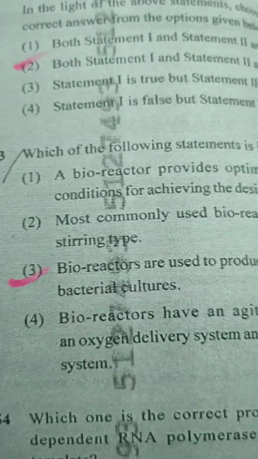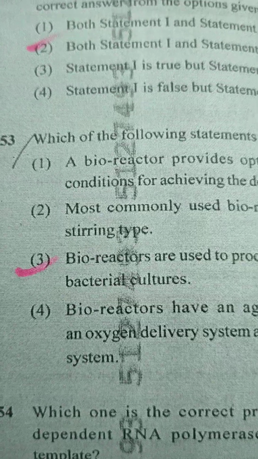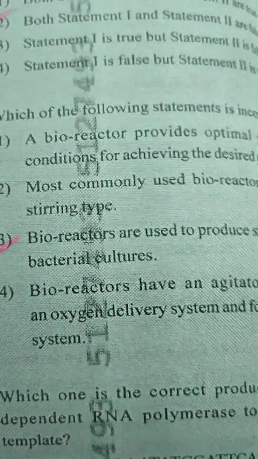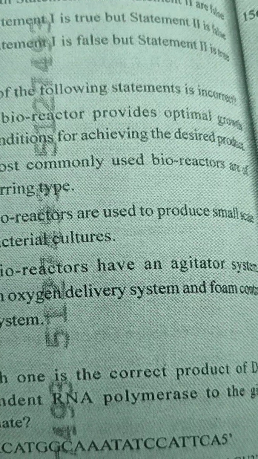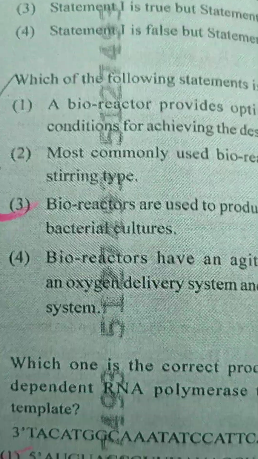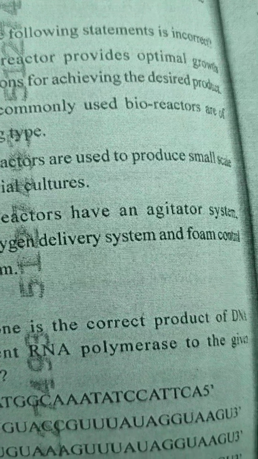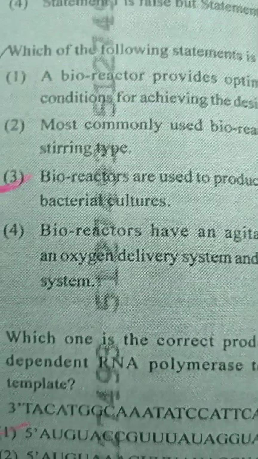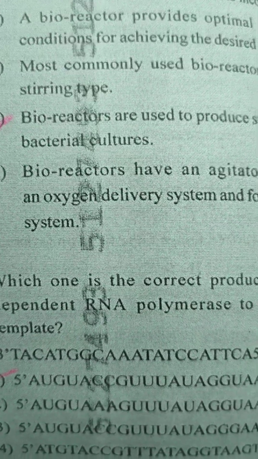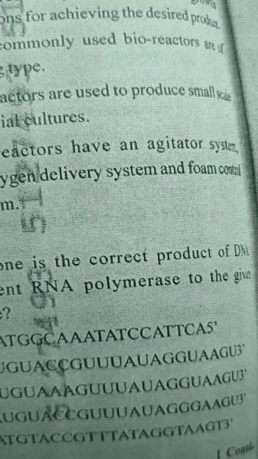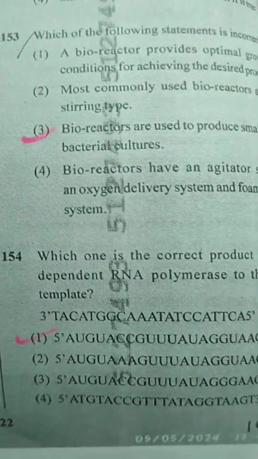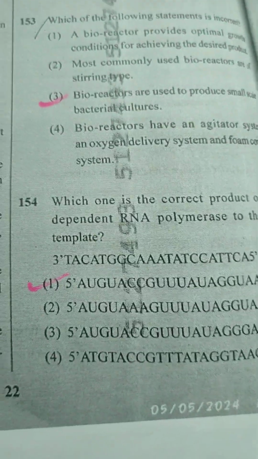Question number 153. Which of the following statements is incorrect? 1. A bioreactor provides optimal growth conditions for achieving the desired product. 2. Most commonly used bioreactors are of stirring type. Option 3 is bioreactors are used to produce small scale bacterial cultures. Option 4 is bioreactors have an agitator system, an oxygen delivery system, and foam control system. Correct answer is 3.